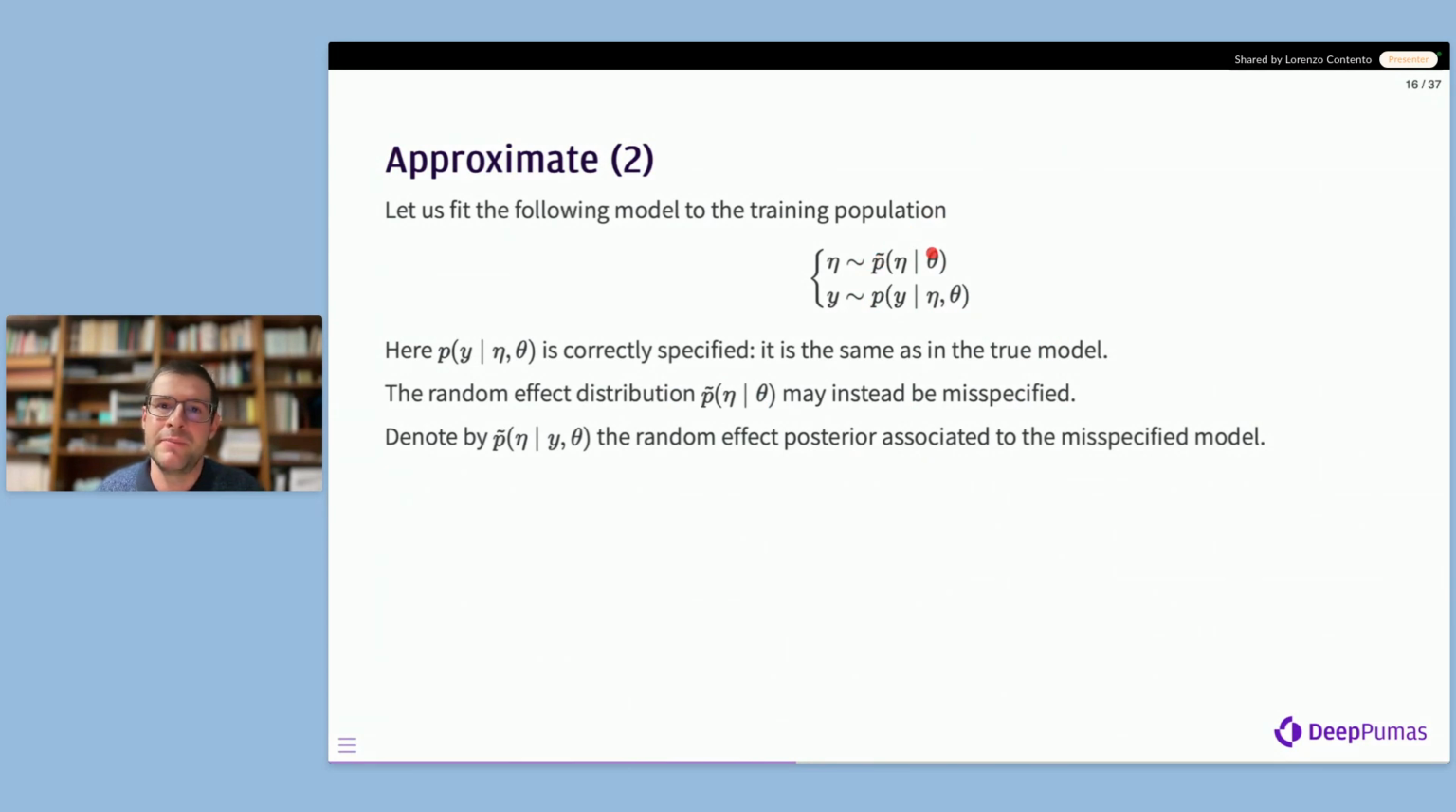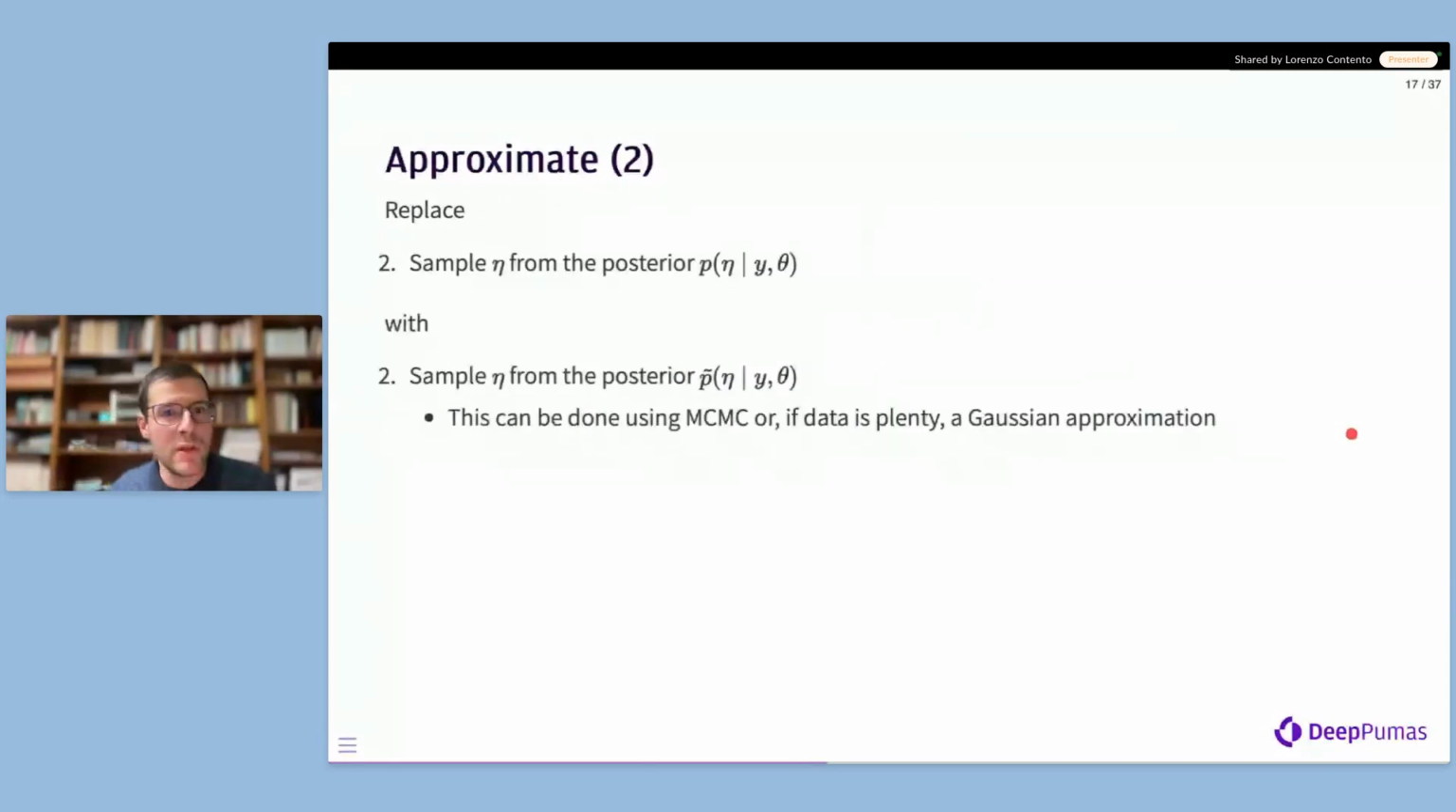For the random effects distribution, instead, we make no assumptions, so it will probably be misspecified and will be denoted by p tilde. And since the a priori distribution is misspecified, also the posterior distribution will change, and we will denote that by p tilde of eta given observations and population level parameters. So this is the model we fit to the data, and once we have fitted this to the data, we can replace step 2 with sampling eta from the posterior of the misspecified model. And we can do this using MCMC, or if we have plenty of data, a Gaussian approximation.